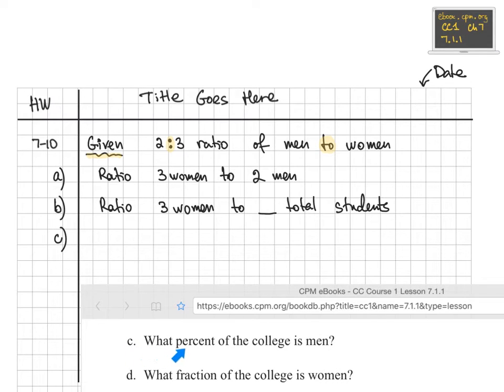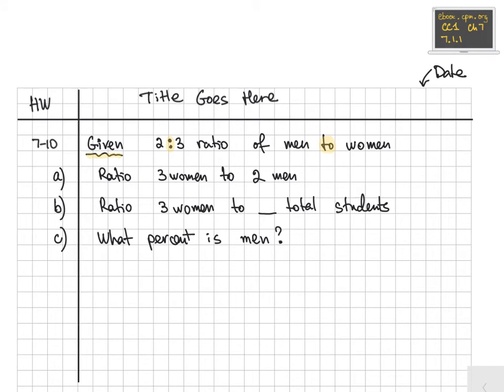Letter C, what percent of the college is men? So right now I'm going to make sure I address the vocabulary word percent. We know the total is 5 from letter B, so let's pause and write what they want us to write down, including the vocabulary word percent. So when we work with percent, we need to have something out of 100, right? So whatever that is out of 100 is going to give us that number with the percent.